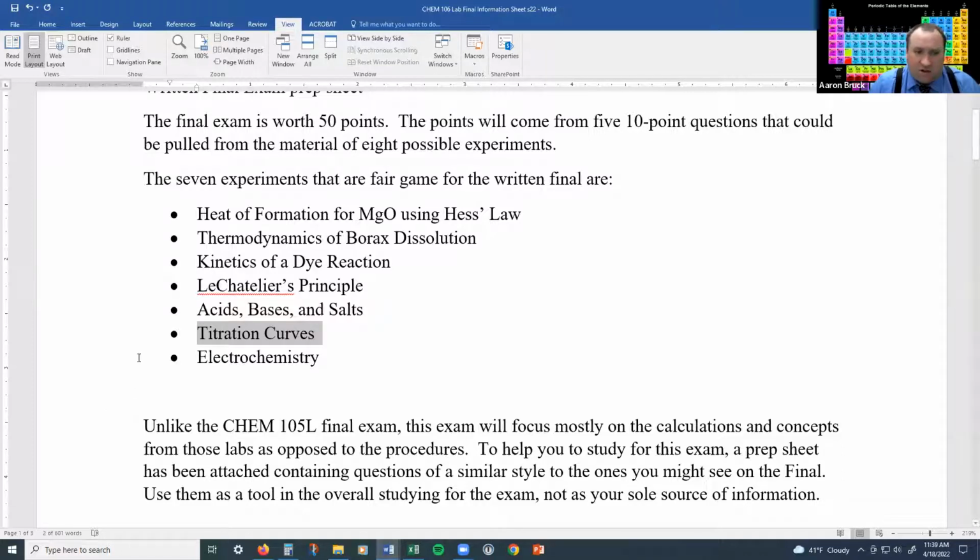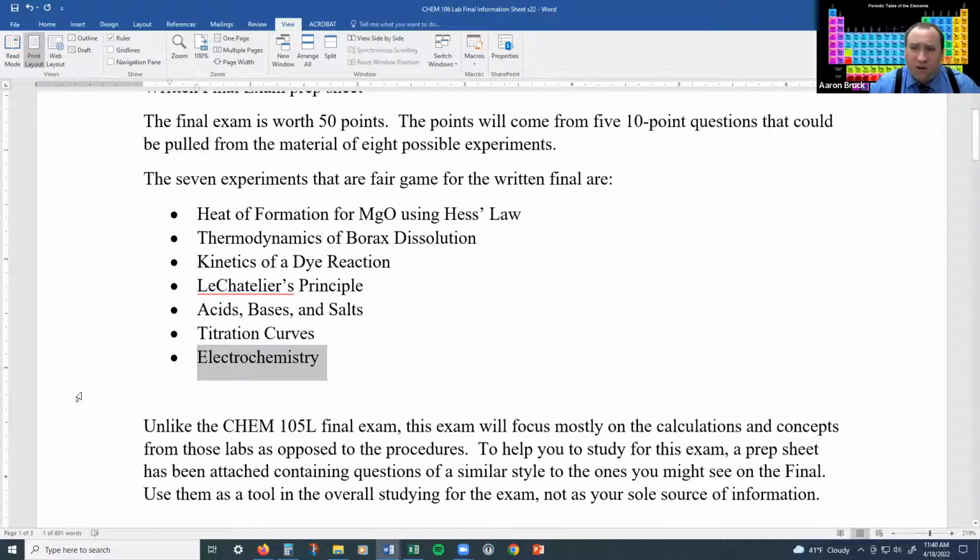And then electrochemistry. Can you calculate E-cell? Can you calculate reduction potentials based off of data? Do you know what electrolysis is? Can you predict electrolytic products based upon reduction potentials and oxidation potentials?